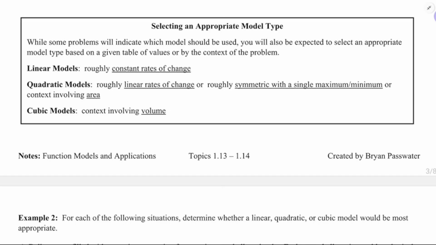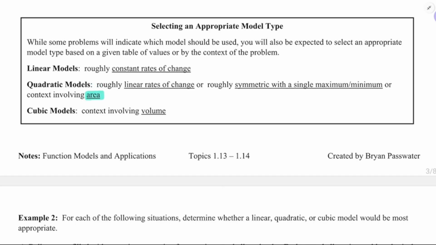Okay, constant rates of change, that's something like with a constant cost or a constant speed, as we'll see in the homework. These are going to be linear models. Quadratics are things that go up and then down, or down and then up, kind of like one maximum or one minimum, or roughly linear rates of change, that's what we'll see on the table, or contexts involving area.